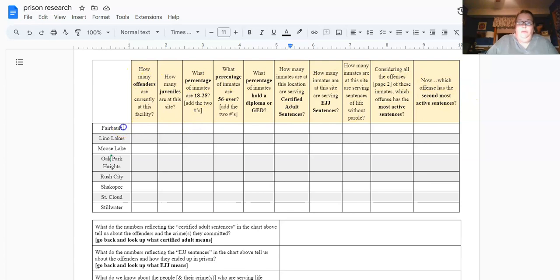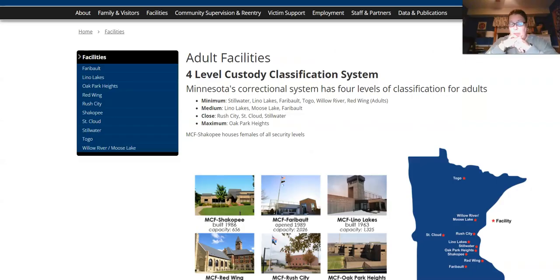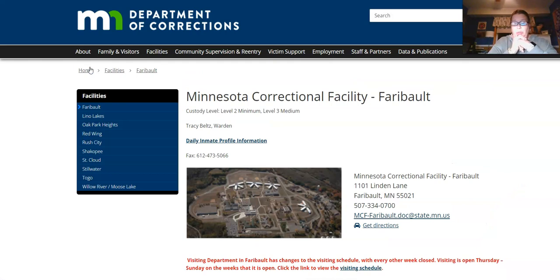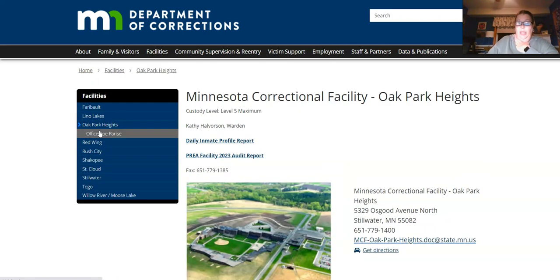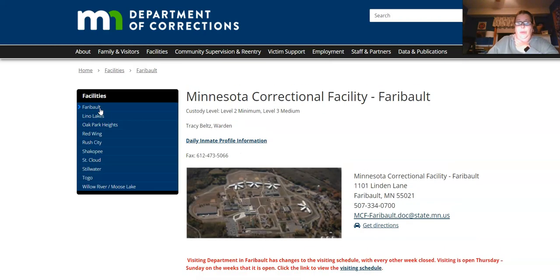So we're going to start with Faribault. Now I'm going to go back to my website, and I'm going to pull up Faribault, and it's going to take me to a page that looks like this. Every one of these prisons that you're going to open up is going to have similar pages that you're going to need to look at. But I'm going to go through Faribault with you.